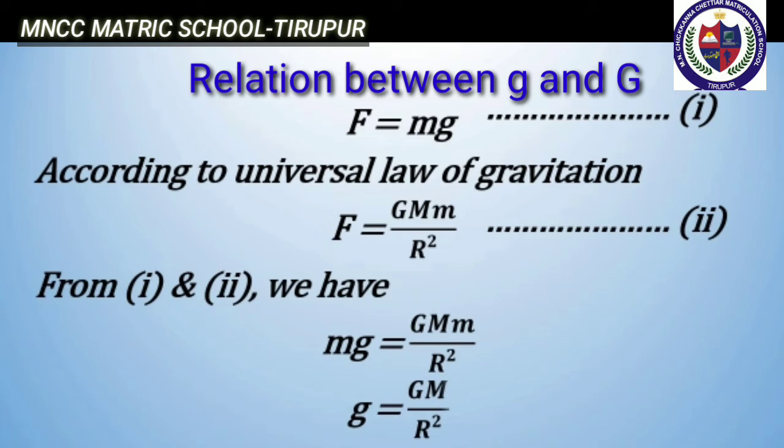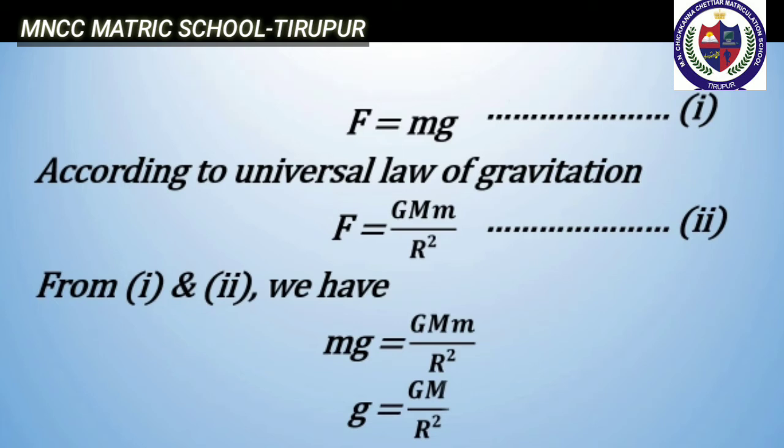Here the mass of the earth, that means M, is equal to g r squared by G, and its value is 5.972 into 10 power 24 kilogram. Next, r represents the radius of the earth. Its value is 6378 kilometer, approximately 6400 kilometer. Next, G represents the gravitational constant. Its value is 6.674 into 10 power minus 11.